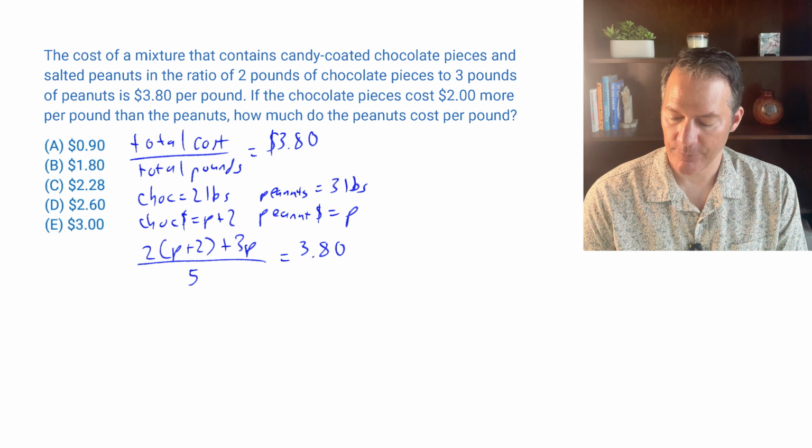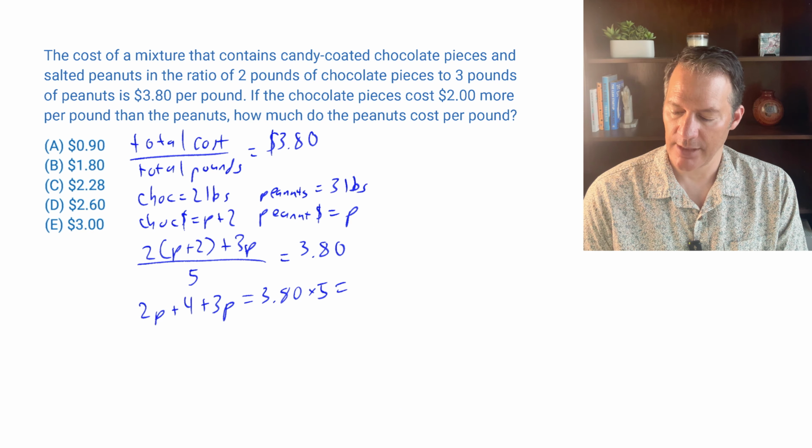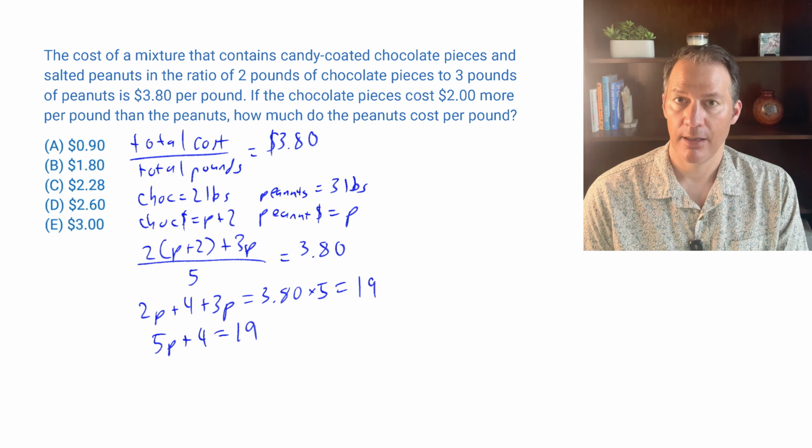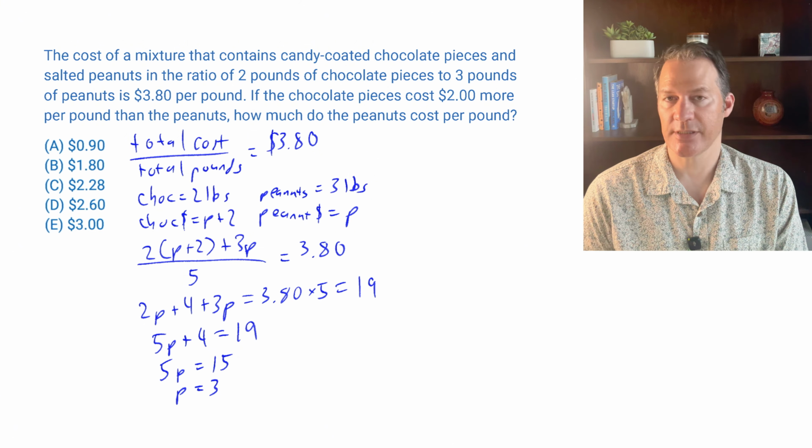And now we just simplify, right? So we can multiply that 2 times P plus 2 times 2, and then plus 3P. And then let's just go ahead and multiply that 5 on both sides. So that gives us 3.80 times 5, which we can simplify, right? 3 times 5 is 15. 80 cents times 5 is $4. So we have a total of 19 there. Then we can combine like terms. So we have 5P plus 4 equals 19. Subtract 4 from both sides. 5P equals 15. And then divide both sides by 5, P equals 3, which again gives us the answer of E.